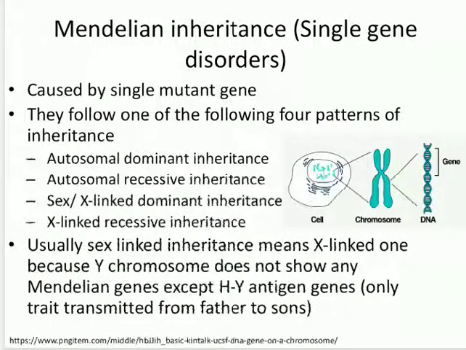Now coming on to Mendelian inheritance, that is single gene disorder. It is caused by a single mutant gene, and there are patterns of inheritance: autosomal dominant, autosomal recessive, and sex-linked inheritance. Whenever the term sex-linked inheritance is used, it is usually synonymous with X-linked inheritance.